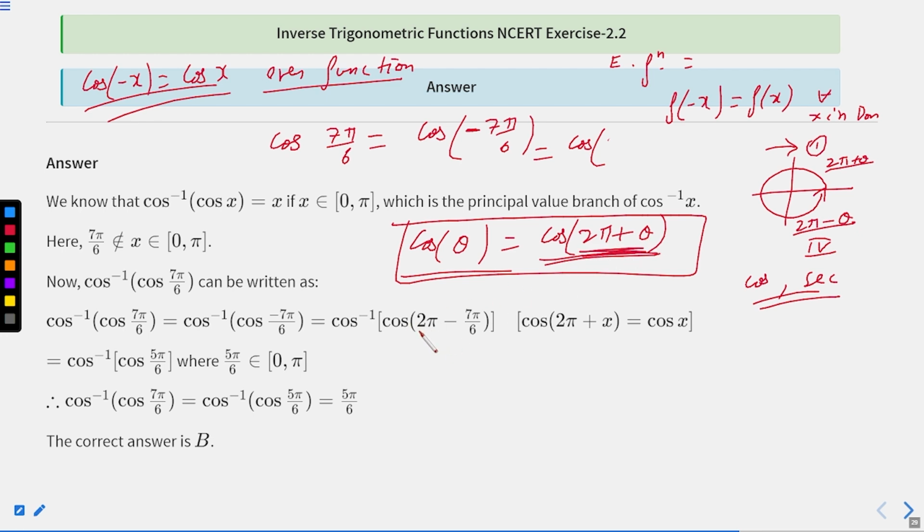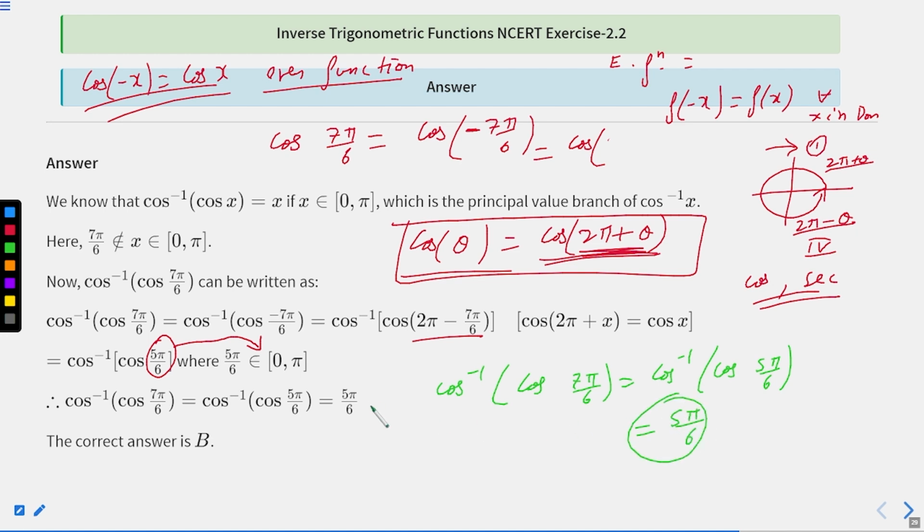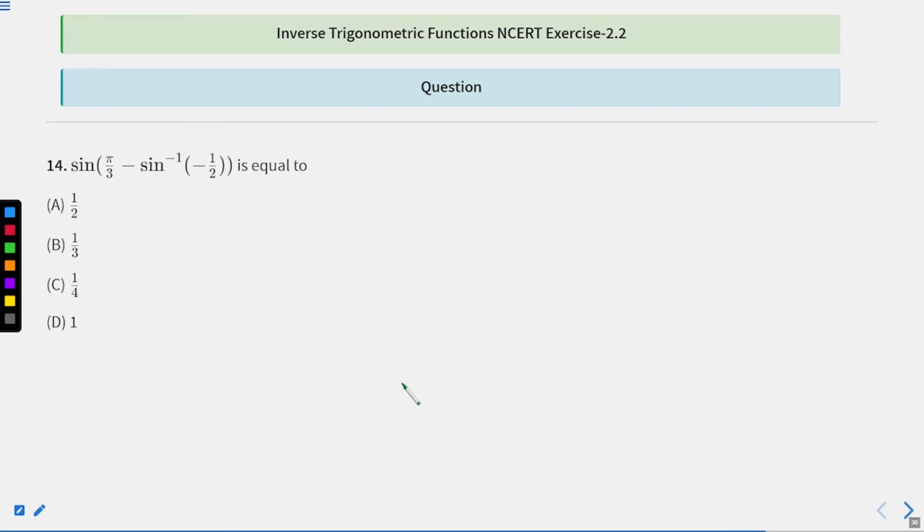So 2 pi plus theta means 2 pi minus 7 pi by 6. This means 12 minus 7, which is 5 pi by 6. Now this belongs to the principal value branch. So I can rewrite the whole expression: cos inverse of cos 7 pi by 6 is equal to cos inverse of cos 5 pi by 6, which equals 5 pi by 6. So option B is the correct option. I hope you got your answer very quickly. Let's move to the next question.